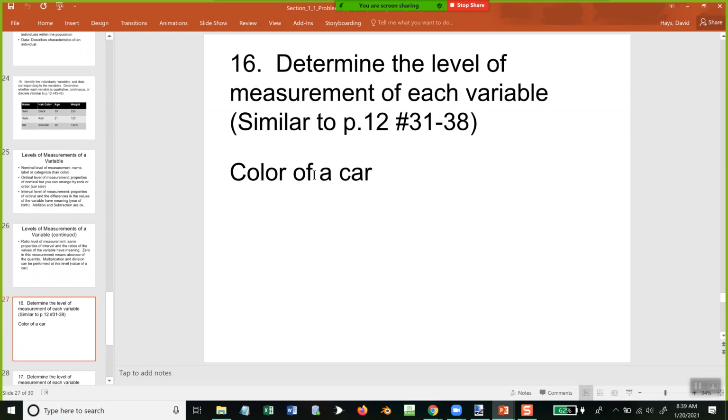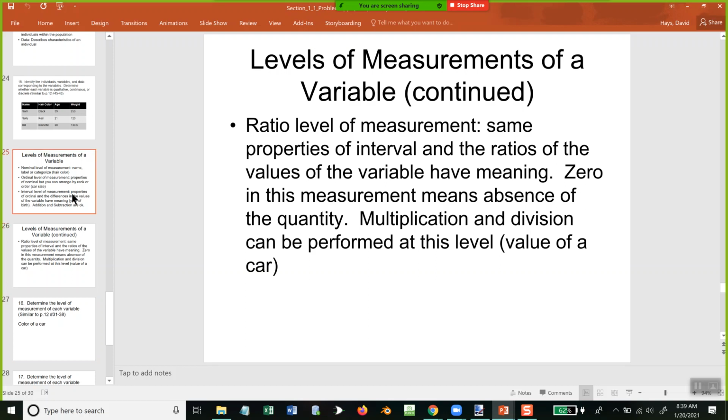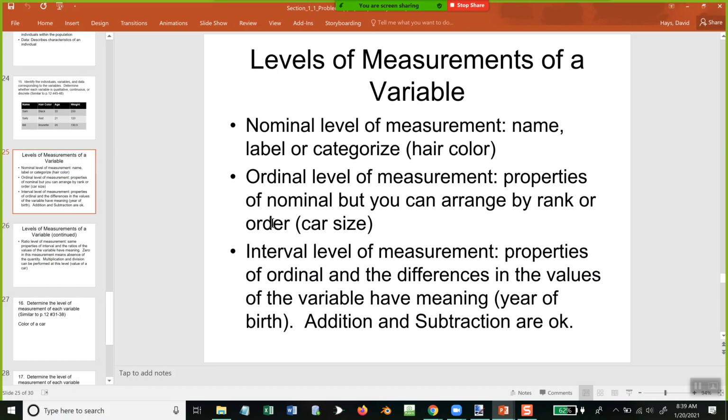Okay. Determine the level of measurement of each car. Color of a car. Obviously, that would not be mathematical in any sense, so it can't be those. Can you order color? No. You could order your favorite colors, that'd be an order, right? But just generally, color of a car, that'd be a nominal level. So that'd be the type of measurement.